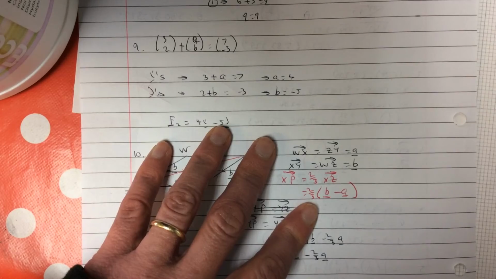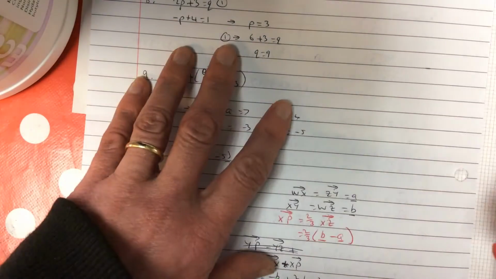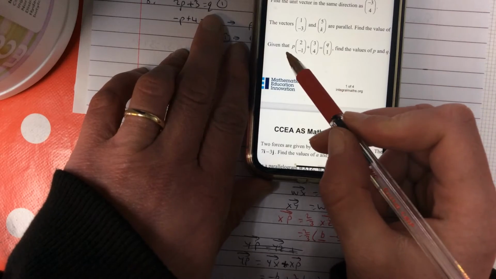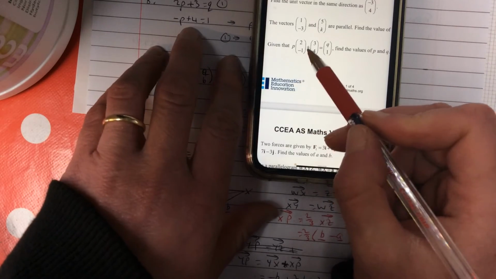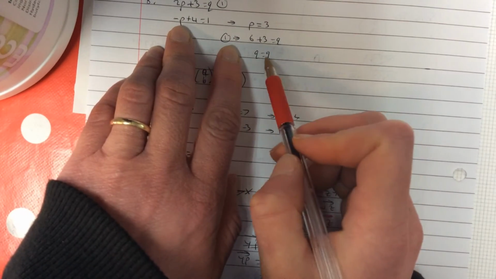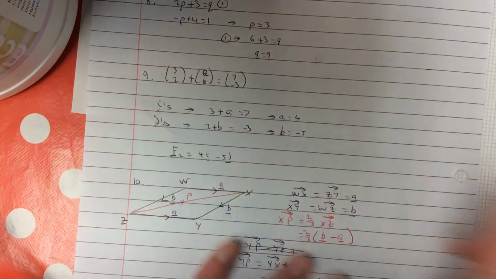Question 8. What we're doing here is we are looking at the top line, 2p plus 3 equals q. Look at the bottom line, minus p, add 4 equals 1. You can get a p out of the bottom line, and then you can put it in to get a q out of the top line.